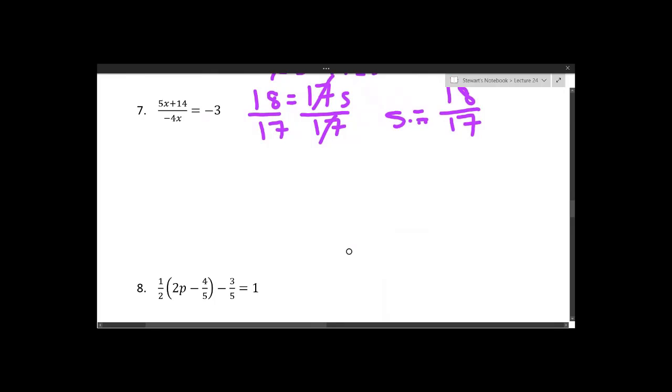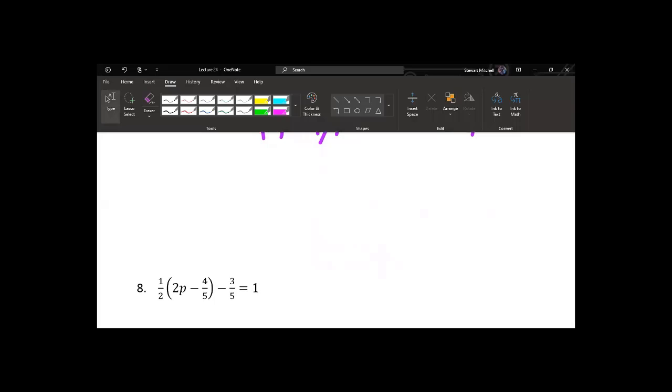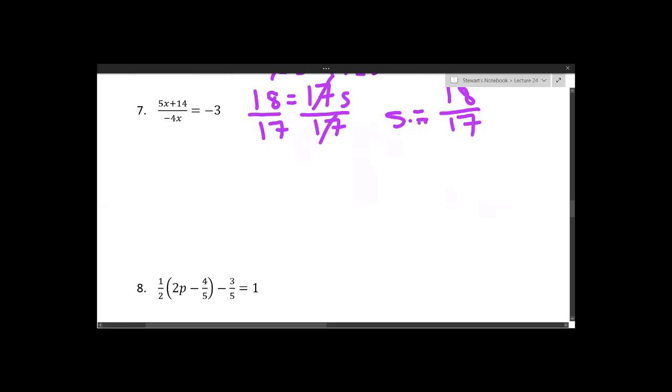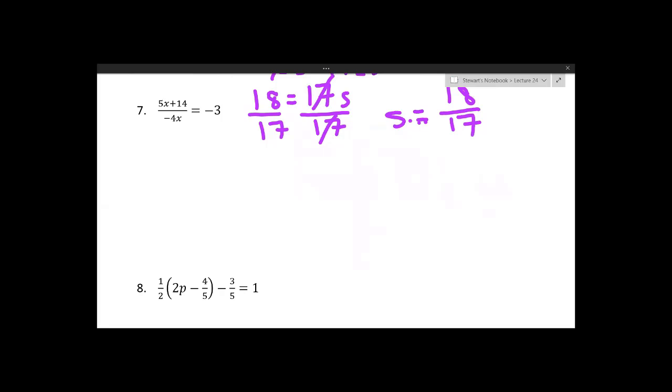We have a similar situation for the next one. It's almost an identical problem, just without the fraction. So what I'm going to do first is I'm going to multiply both sides by negative 4x to clear it out of the denominator.